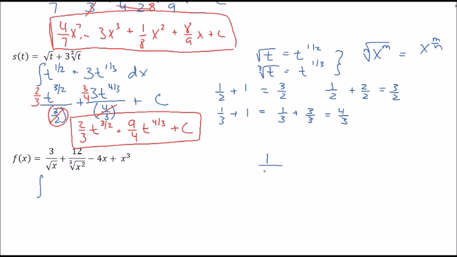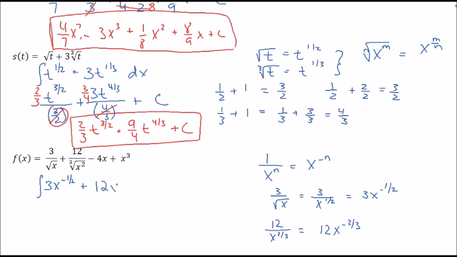Now, we also need to remember that 1 over x to the n is x to the negative n. So 3 over the square root of x is 3 over x to the 1/2, which is 3x to the negative 1/2. We always want to get it into that form of a constant times x to a power. Okay, the next one here is 12 over x to the 2/3, using our index rule from before, which is 12x to the negative 2/3. Minus 4x plus x cubed dx. So same process.